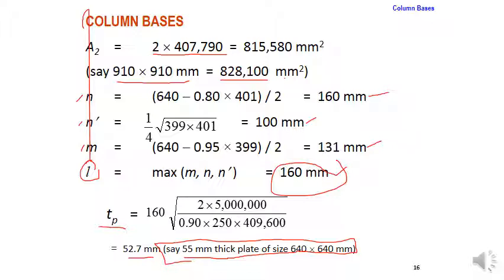You can add over here the word base plate. That is the base plate, or otherwise the plate will be okay. 55 millimeter thick plate of size 650 into 650 millimeter. So these are B into N, and this is your TP thickness. So finally it can be represented. You can show your results in this particular way.